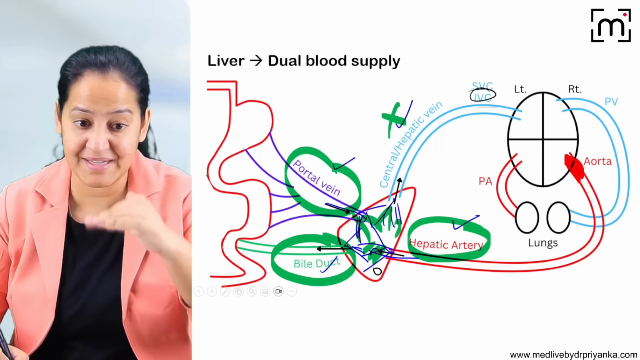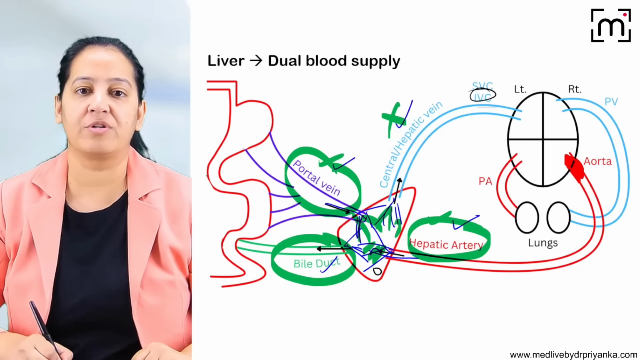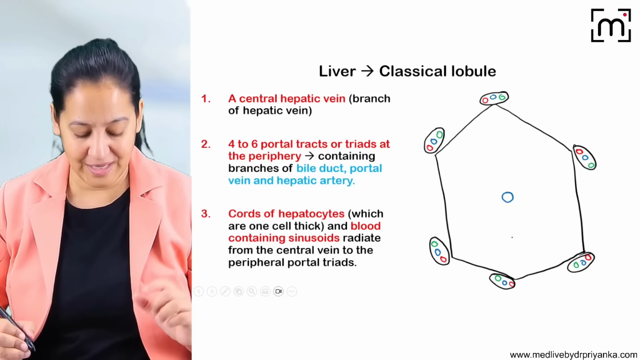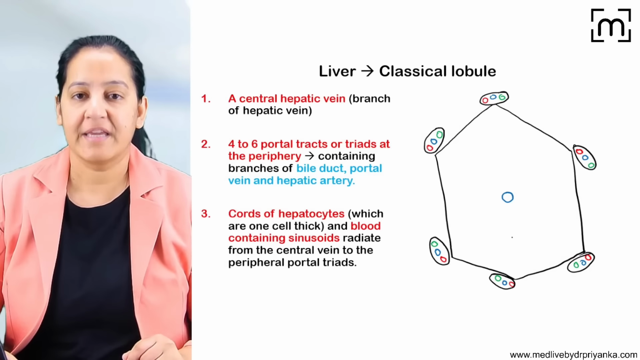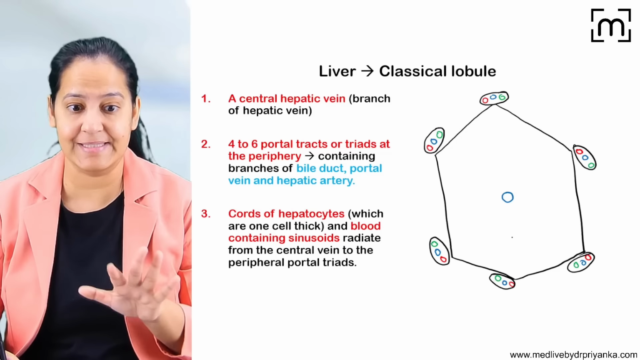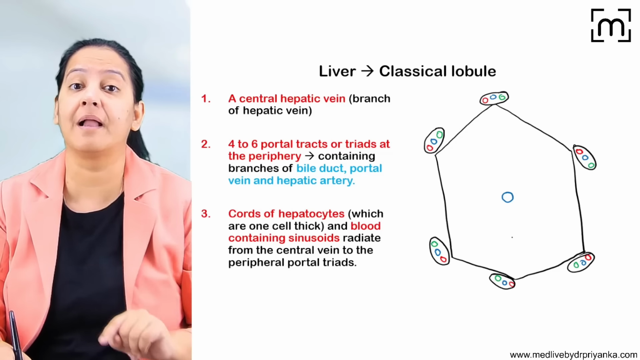They don't travel with them. It is not a good friend of them. So there is a triplet. What is the triplet? Hepatic artery, portal vein, and bile duct. This is the triplet. Okay, so we divide the entire liver into multiple classical lobules. Can you see this is a classical lobule? It's a hexagon. So we divide the entire liver into multiple hexagons. These are known as classical lobules.